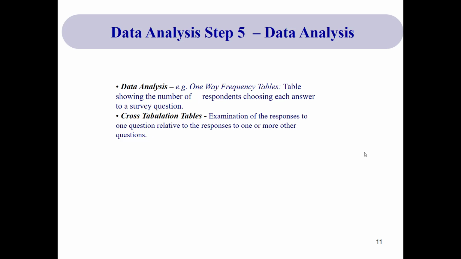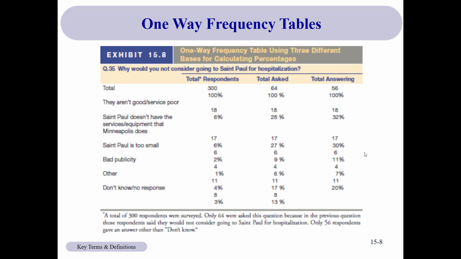And the second type of statistical analysis is inferential statistical analysis, typically used to test a hypothesis. This part I'm not going to cover in this class. We're going to talk about something very simple, like the one-way frequency table, and the second part, cross tabulation tables. Okay, now, one-way frequency tables.